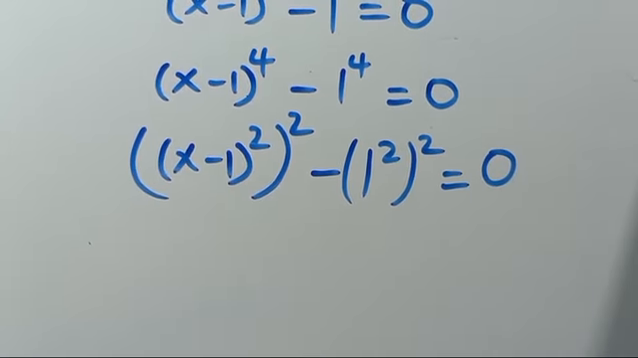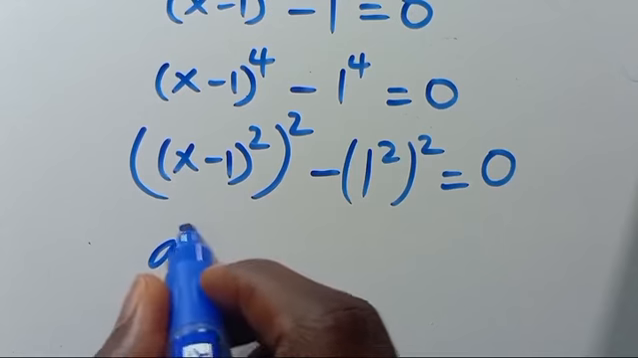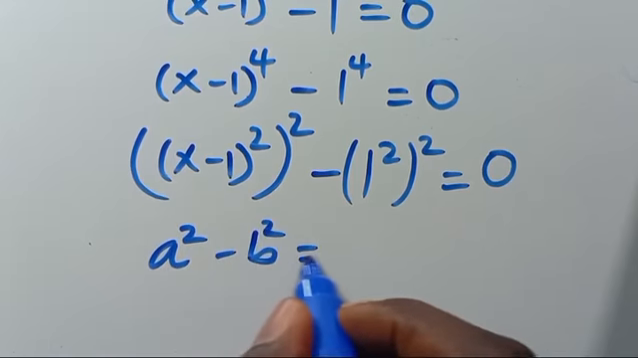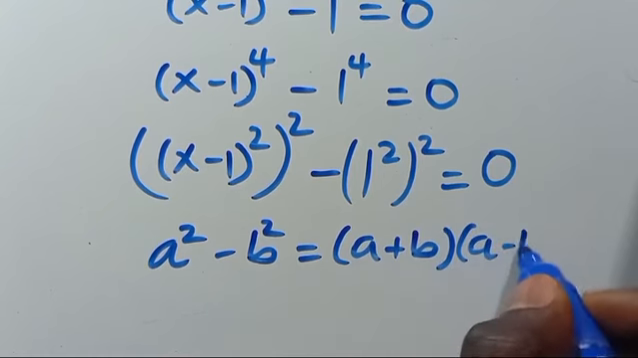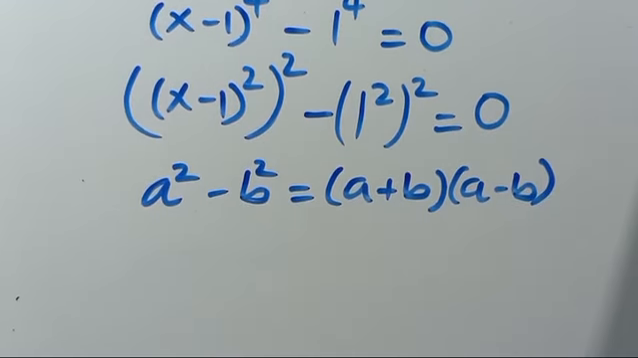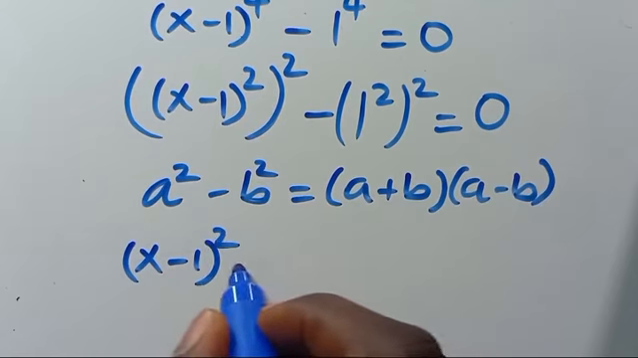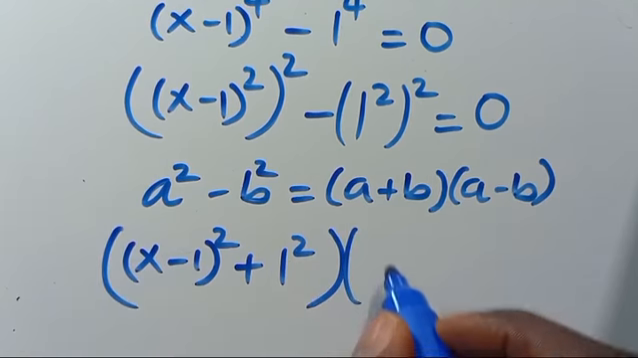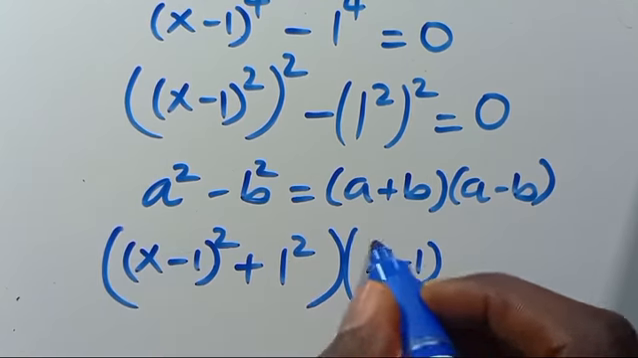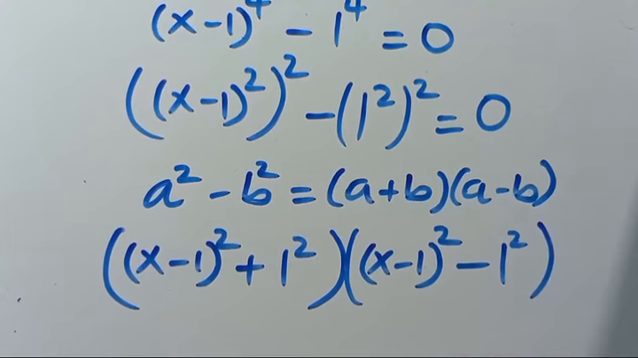Now, from here, this has power 2 and power 2. We can simplify this using a^2 - b^2 = (a + b)(a - b). So this will be ((x - 1)^2 + 1^2) times ((x - 1)^2 - 1^2). Mind you, everything equals 0 from here.